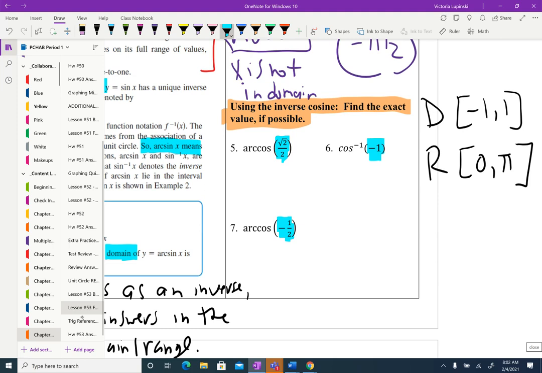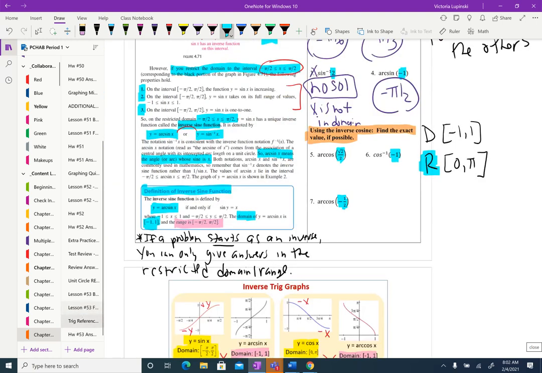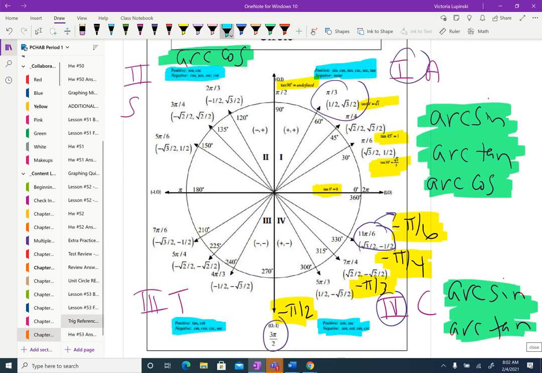Because the range is from 0 to π, that means I'm only going to look in quadrants 1 and 2. So the arc cosine of radical 2/2 means when I look at my sheet, I'm looking for any ordered pair in quadrant 1 or 2 that has an x value of radical 2/2. And hopefully you can see that it's here at π/4.